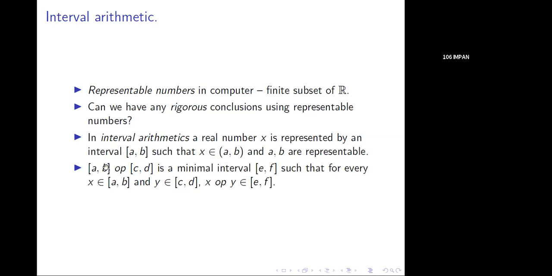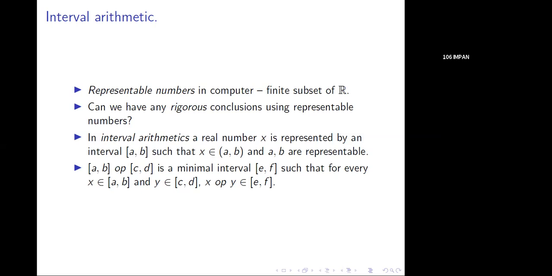So let's say that an interval AB plus an interval CD is a linear interval such that if I take X from AB and Y from CD, then the result ends up in this interval. So in practice, what we are doing, maybe I can tell you a little story on how a computer works. If I have a representable number A and representable number C, they're usually represented with 32 digits of precision. Let me not make it more precise.